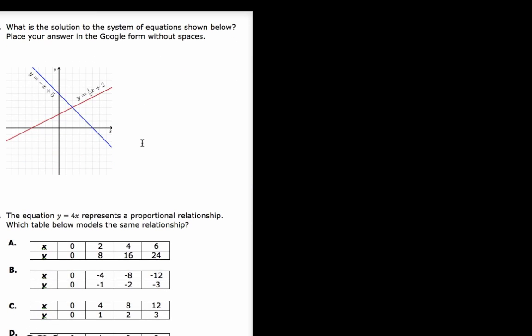Number 16. What is the solution to the system of equations shown below? Place your answer in the Google form without spaces. So the red line is y equals 1/2 x plus 2, that's the equation, and the blue is y equals negative x plus 5. You're looking for the solution to those two graphs.